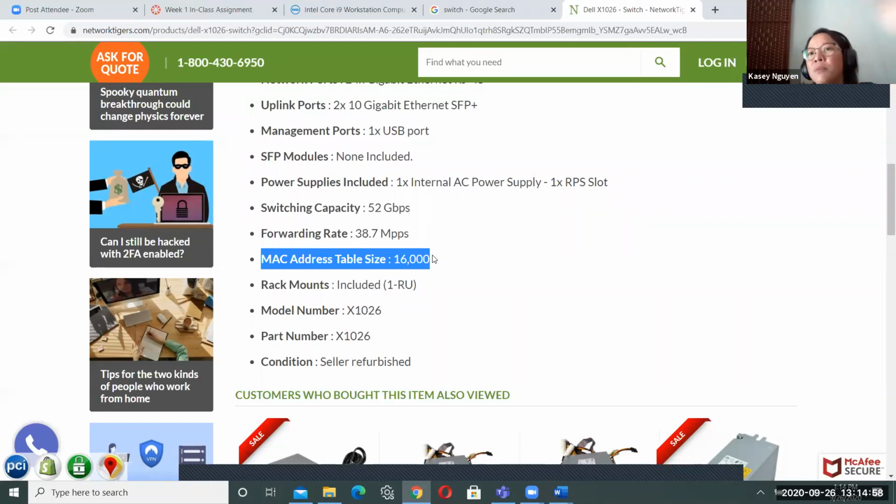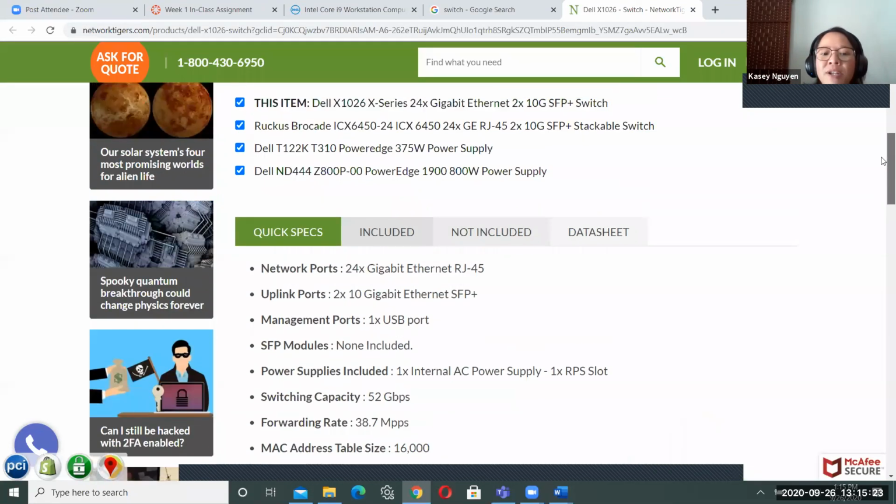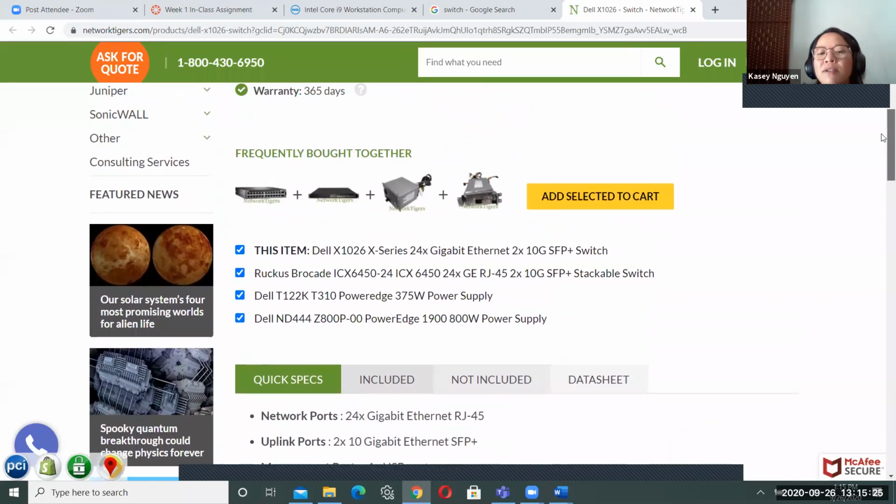It's kind of like how the post office has a table to know that address is on that street, in that zip code, right? So this is able to handle 16,000 entries. And then here is how we can mount it onto the rack. And there are different rack sizes and designs. So that tells you a little bit of information about the switch, okay?